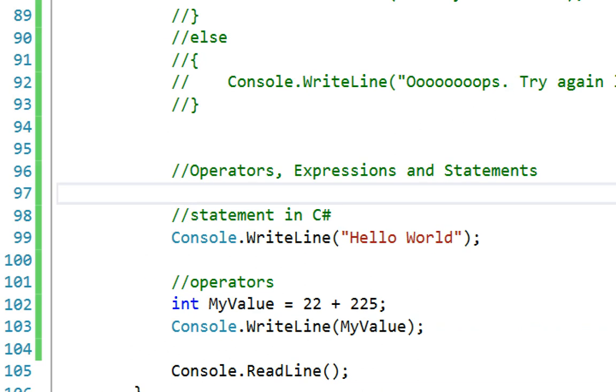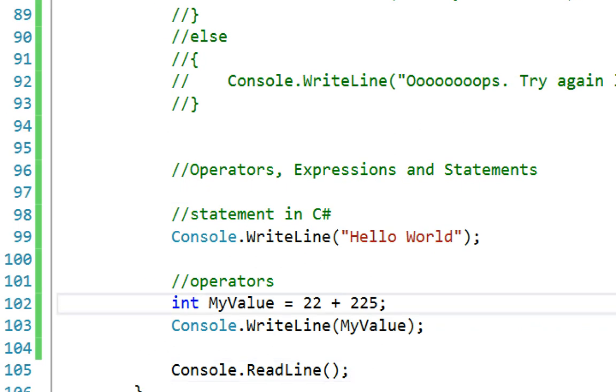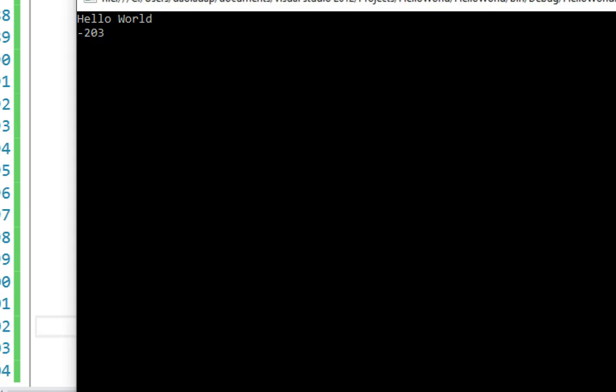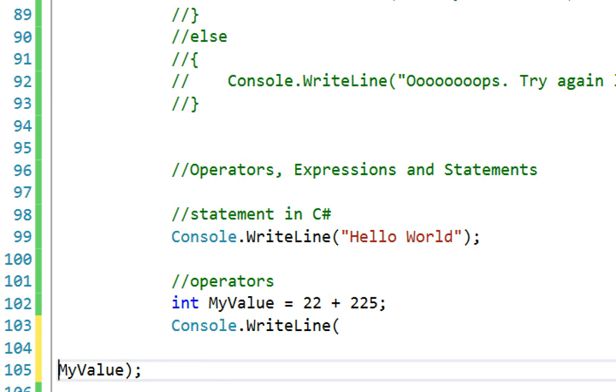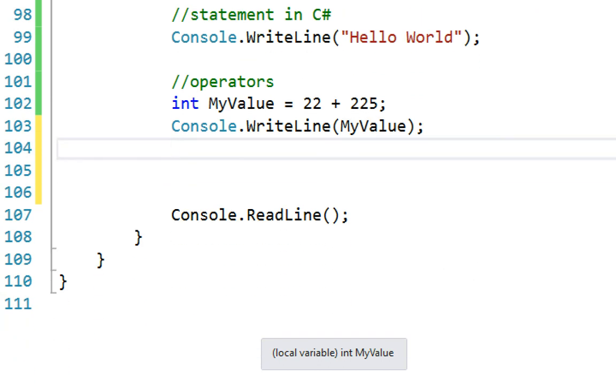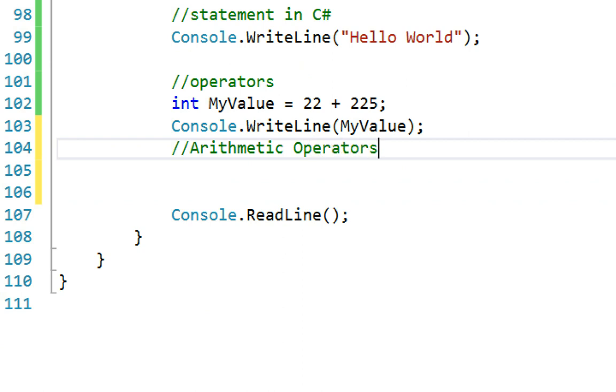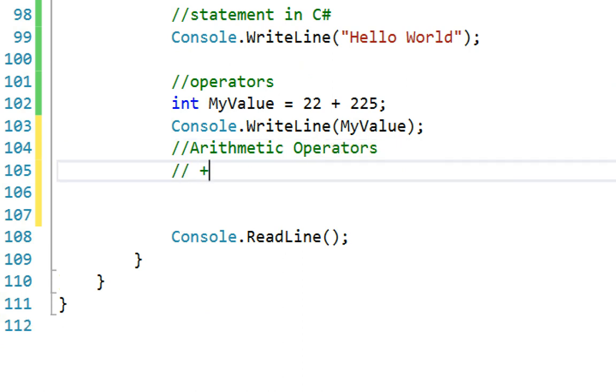So in C sharp, this plus is an operator. We can also have minus, of course. If you run this, it will do the subtraction operation for us, then give us the result. In C sharp, we have arithmetic operators and we have logical operators. Those are the two major kinds of operators we have in C sharp. So the arithmetic operators: we have the plus, which does addition.